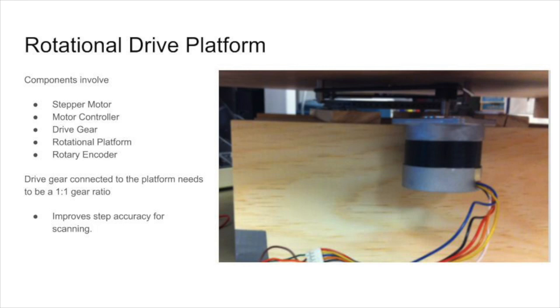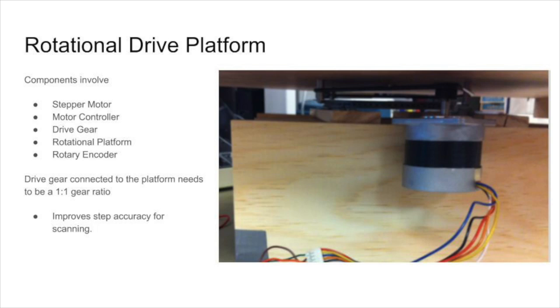Up next is our rotational drive platform. The components involved are the stepper motor, motor controller, drive gear, rotational platform, and a rotary encoder. The design of this build is to have the stepper motor connect to a drive gear, and that is connected to the drive platform, which is connected with another drive gear, and that would in turn have the most accuracy for scanning, and it would have to have a 1-to-1 ratio.